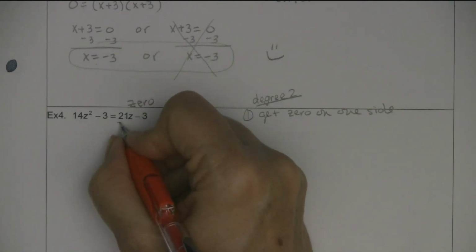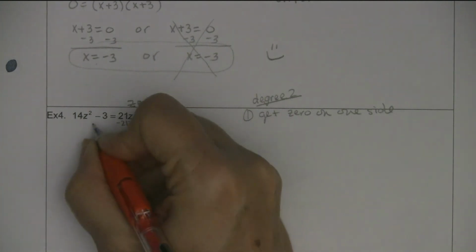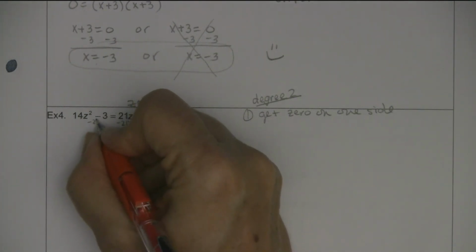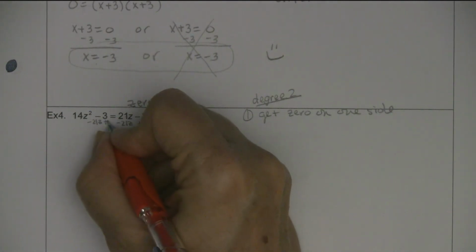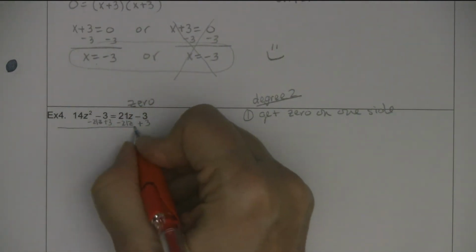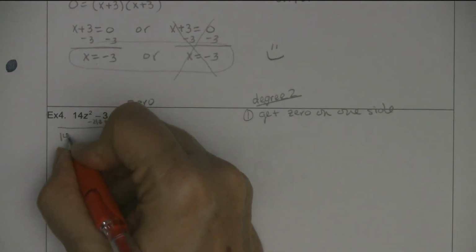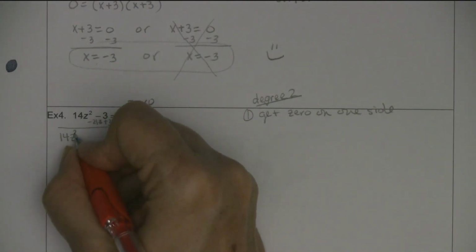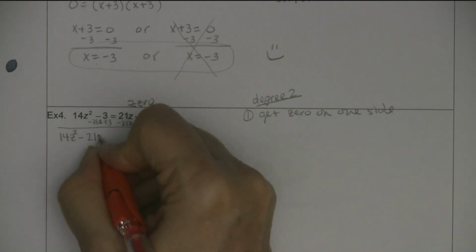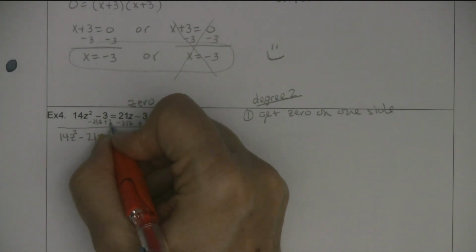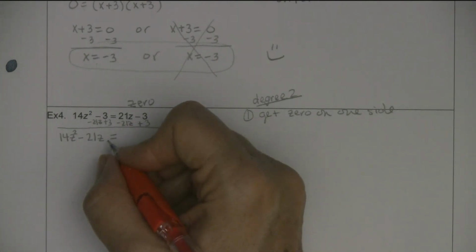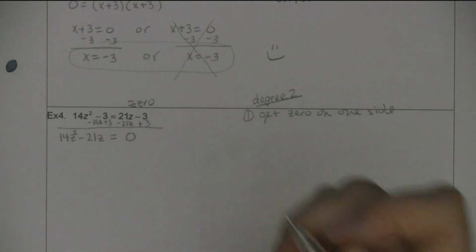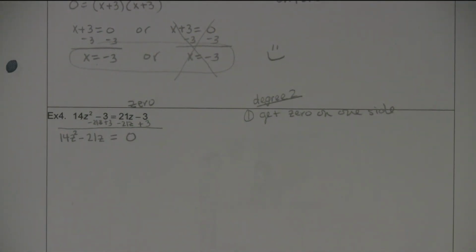So when I go to take away 21z, I know that I'm going to put it in the middle between these two because he knows he's the middle. And when I add 3, I know that I'm going to line that up with the 3 right there. So that when the dust clears, I get 14z squared minus 21z, -3 plus 3 is 0, equals 0. If that had been a number, that would have been fine too, and I would have gone on.